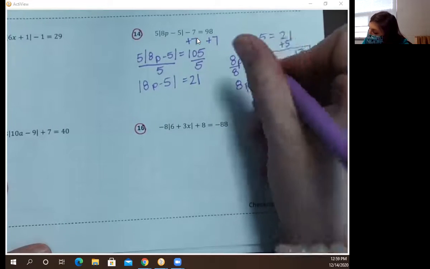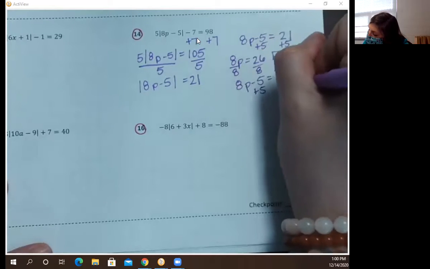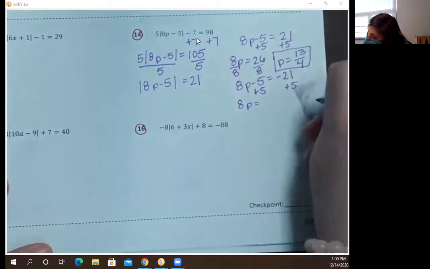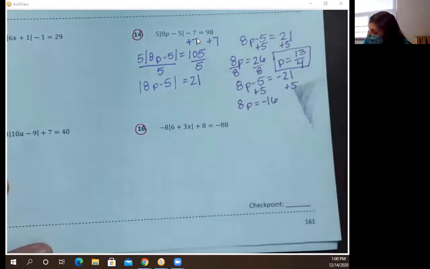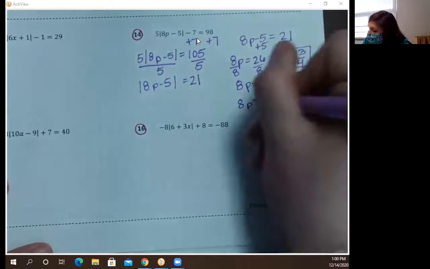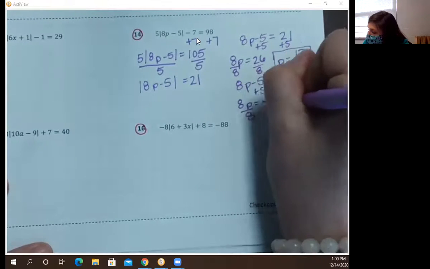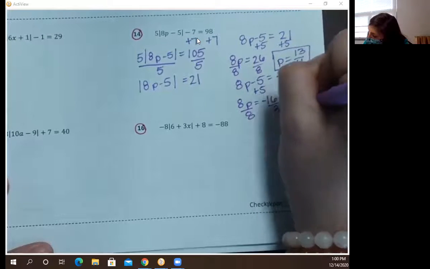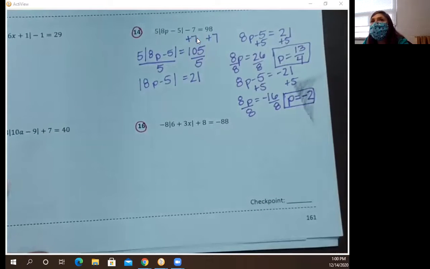And then same idea down here. Add 5 to both sides. So I have 8p equals negative 16. Then divide both sides by 8. And we would get p equals negative 2. Questions on 14?